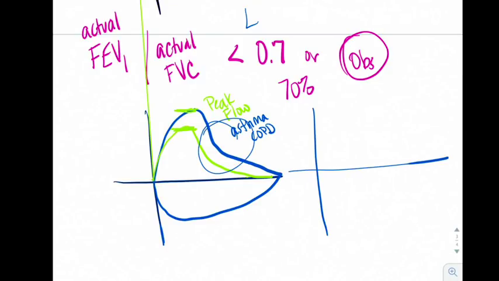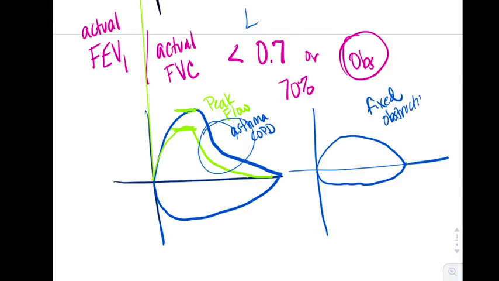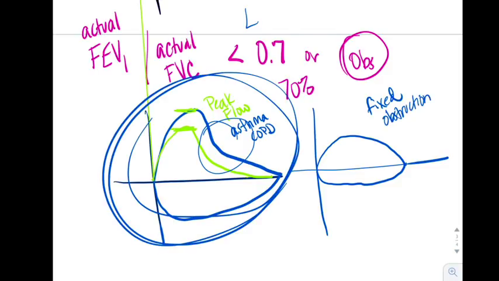And then if we have a fixed obstruction, it'll be much lower on the exhale and much shallower on the inhale as well. And this is what fixed would look like. And that would be something like tracheal stenosis or malignancy that's affecting both the inhalation and the exhalation, but this is fixed obstruction. What we're going to focus most on is this type of obstruction, the asthma and COPD.